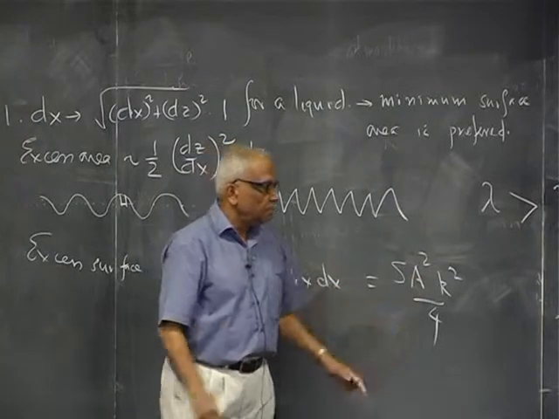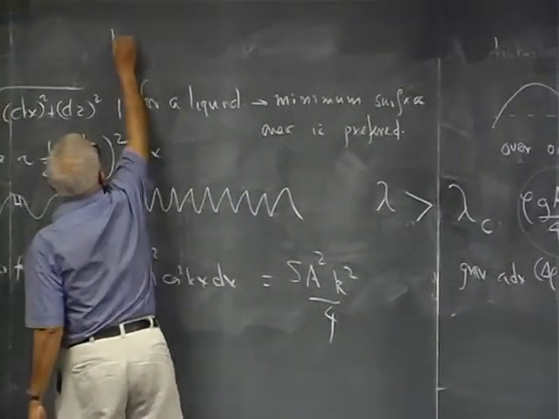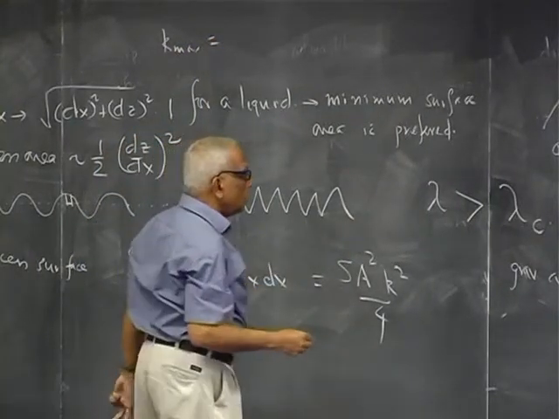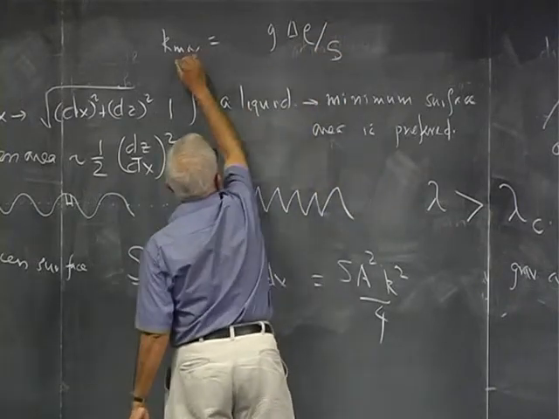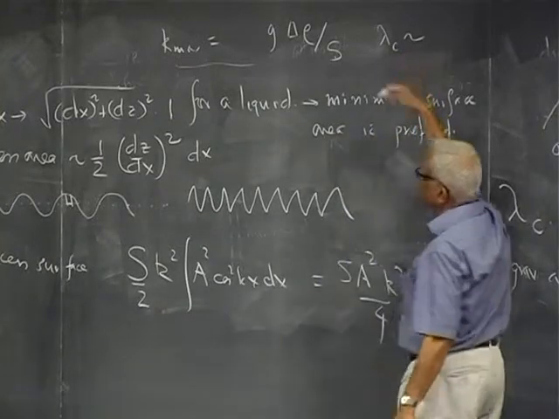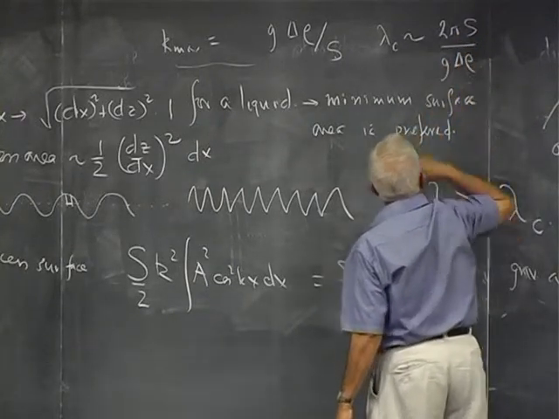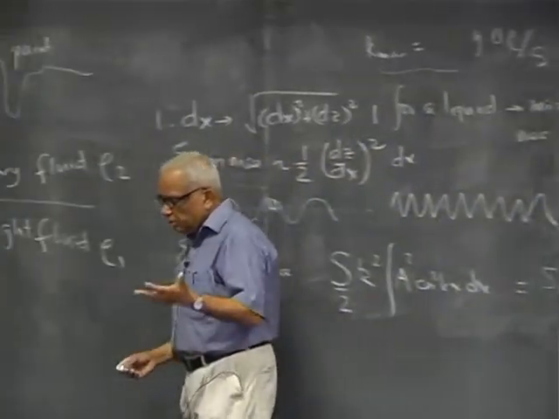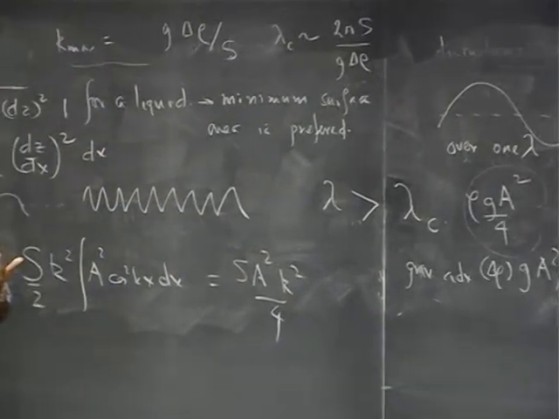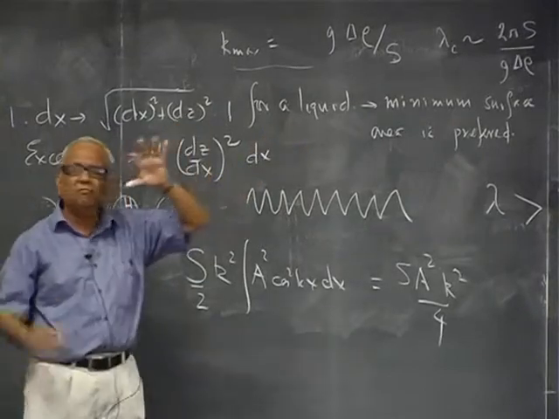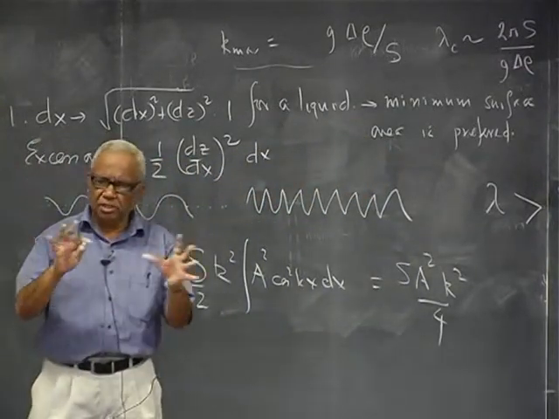If k is very big, gravity gives you a fixed amount of energy. So the maximum k that you can accommodate, k max, is when these are equal, and then it is g delta rho divided by S, under a square root. So lambda critical is 2 pi over k max, so that's 2 pi times the square root of S over g delta rho. That's the lambda critical that you get, and unless you have lambda greater than lambda critical, surface tension is not going to give you the effect. If you work between water and air, you will find that this lambda c is of the order of 1 centimeter, and that's not a particularly bad estimate.